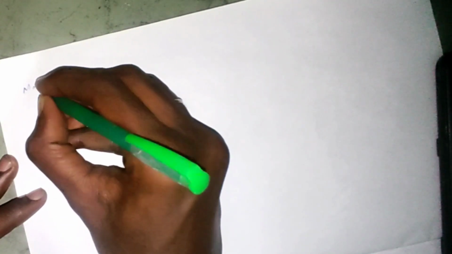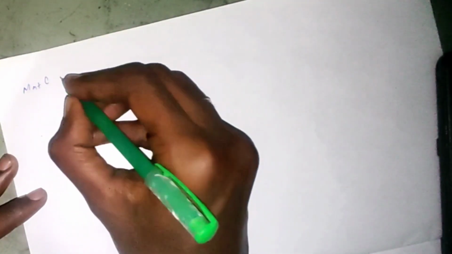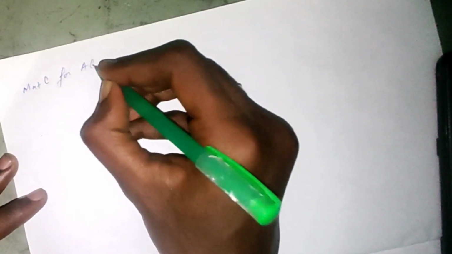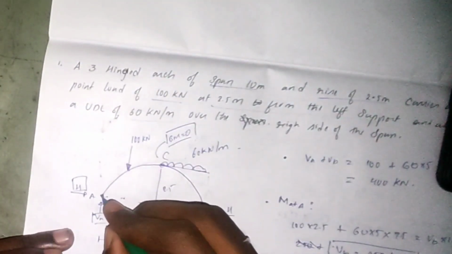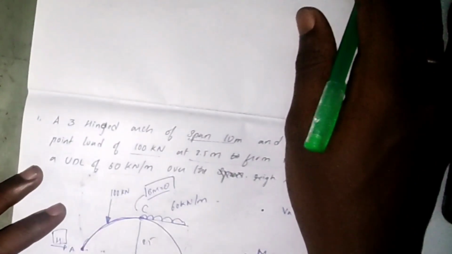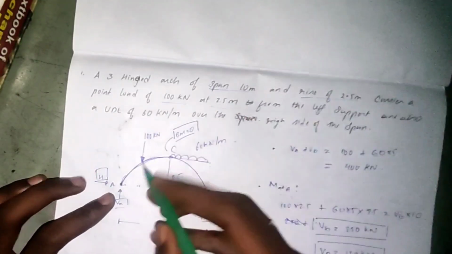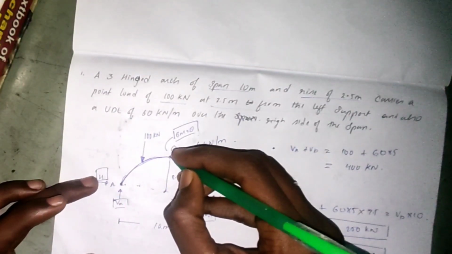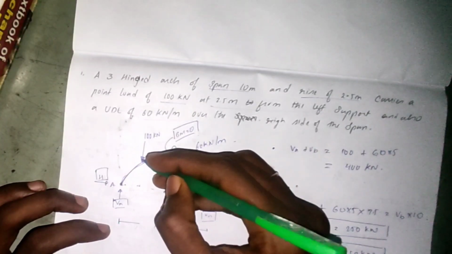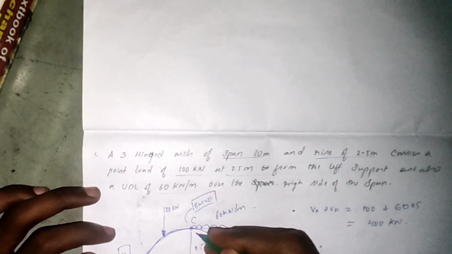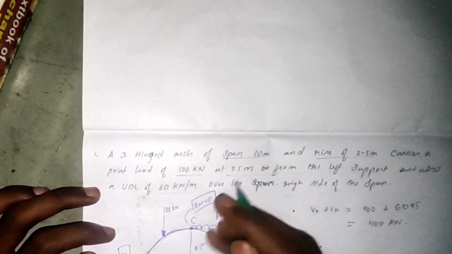So we take moment at C for portion AC. Here we'll find the moment for this span only. For this span at C, there will be moment due to this force, this one and this one. So this is downwards, this is up, this is down.